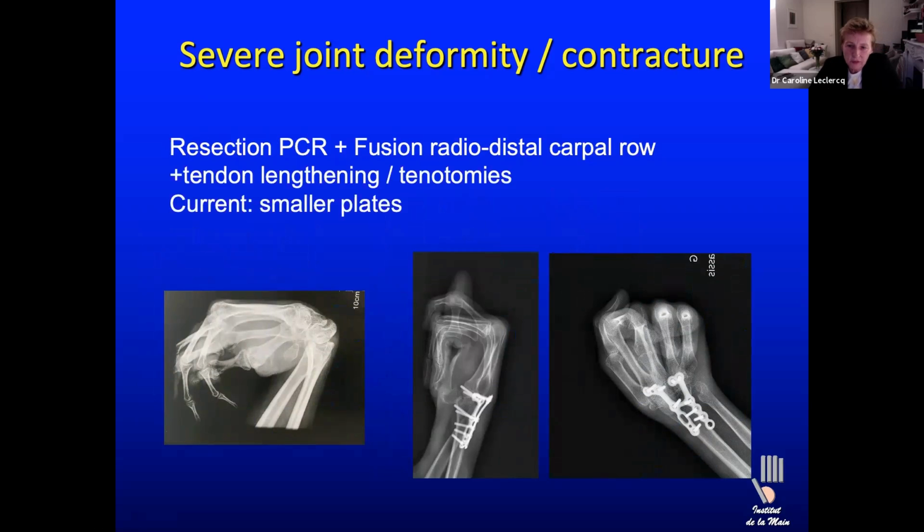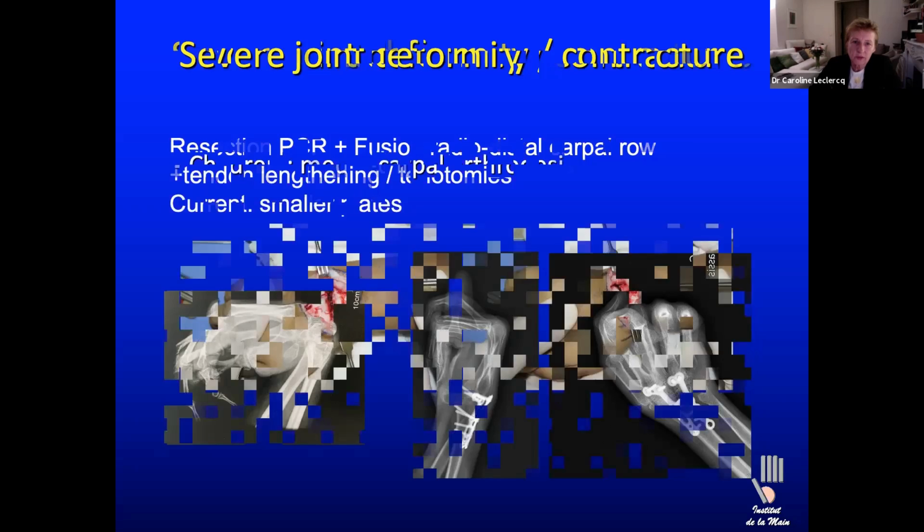Rather than those big plates that you just saw here, we like to use nowadays smaller plates, which are much easier to apply to those very unusual wrists. And so this is where we perform resection of the proximal row, as I said, and fusion of the radius to the distal row. That requires, on most occasions, also some lengthening of the finger flexors, because when you bring the wrist back into a straight position, your finger flexors are going to be much tighter. So you need to take care of that and do those lengthenings at the same time.